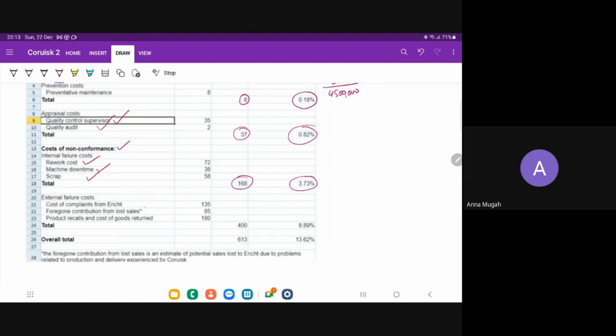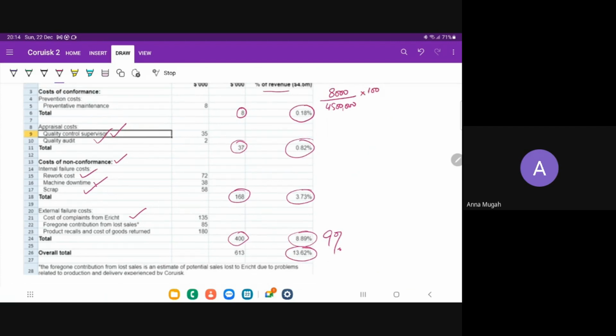And then external failure cost: the cost of complaints from RH is 135,000 to deal with that. Foregone contribution from sales is 85,000, and product recall and cost of goods returned is 180,000. It's around 400,000, which is 8.89%, almost 9% of the total revenue, right? So the overall total cost is 13.62%.